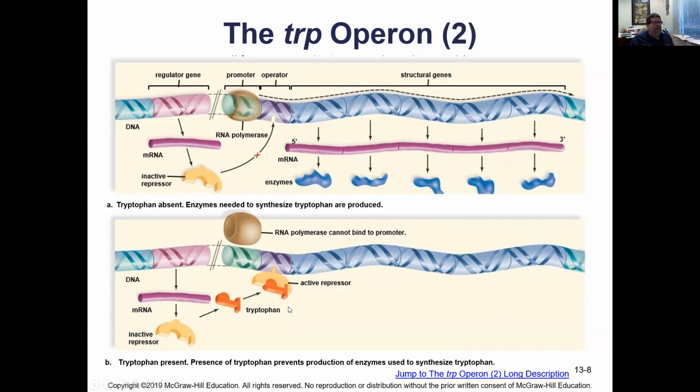So this is a cool one, right? In other words, in a normal situation when they have plenty of tryptophan in their diet, here's what's going on: plenty of tryptophan is present, which shuts down the system. With no tryptophan, they need to make some, so the repressor, without tryptophan bound, falls off the operator, RNA polymerase finds the promoter, and we make the genes, the enzymes needed to make tryptophan.